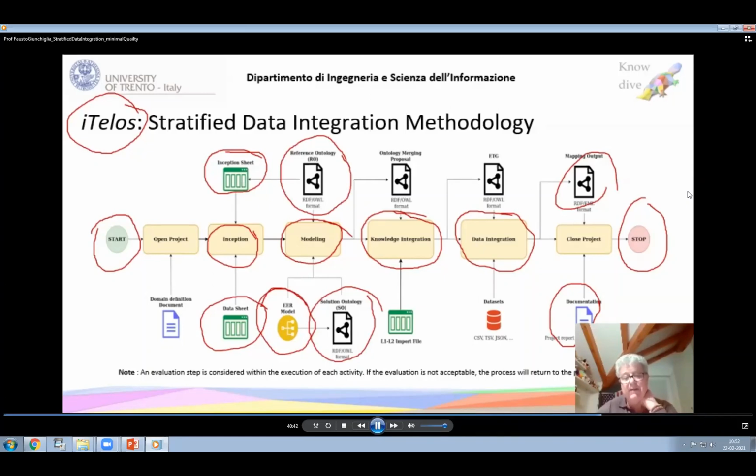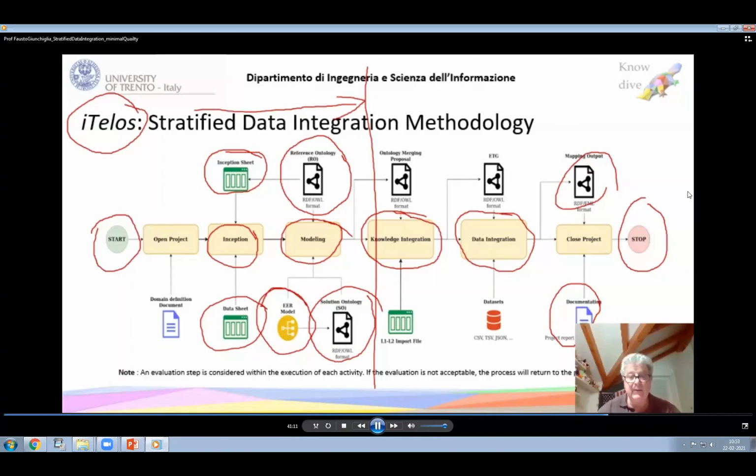But I think the main message here would be that in iTails, we do exploit all the different levels of heterogeneity, as I said before. So for instance, basically up to here, what we do is only try to understand better the informal specification of the problem.